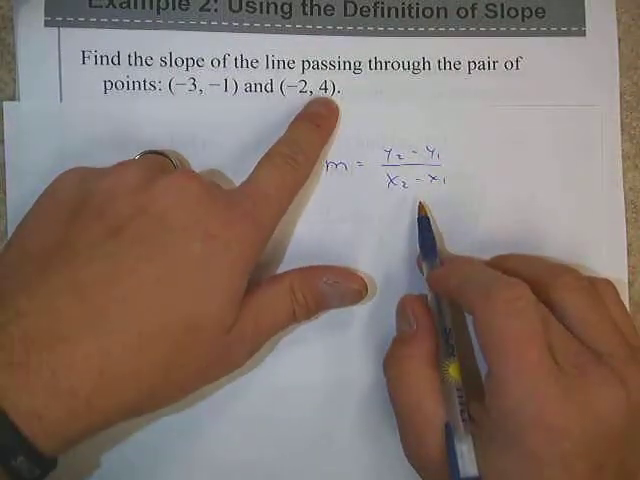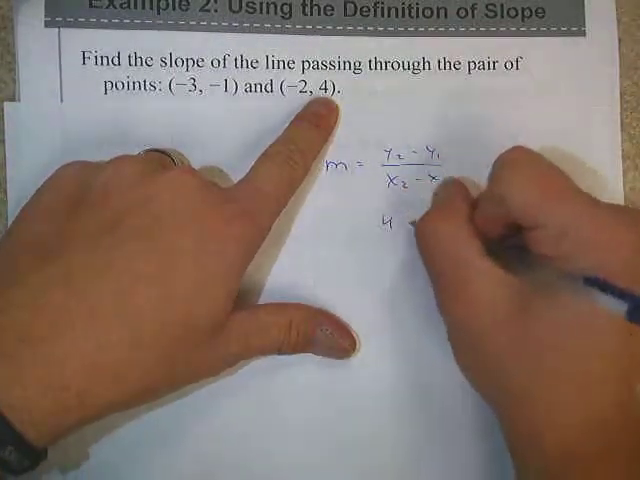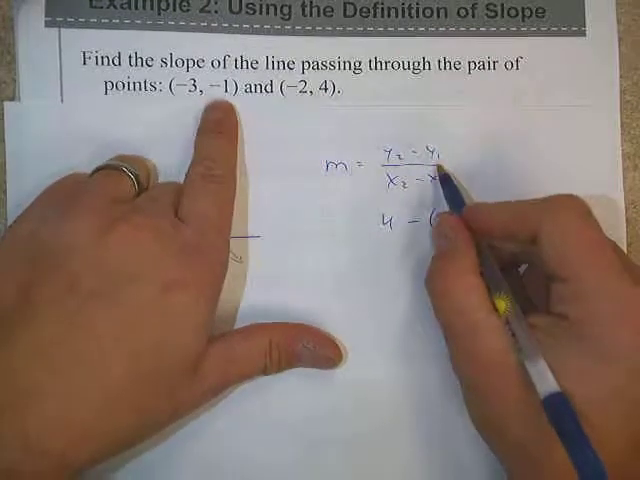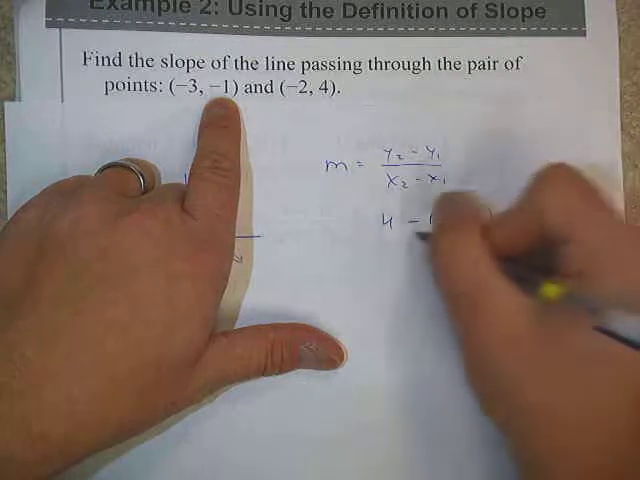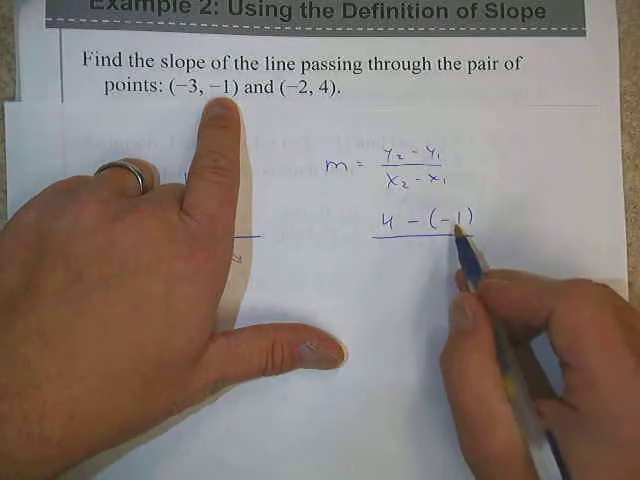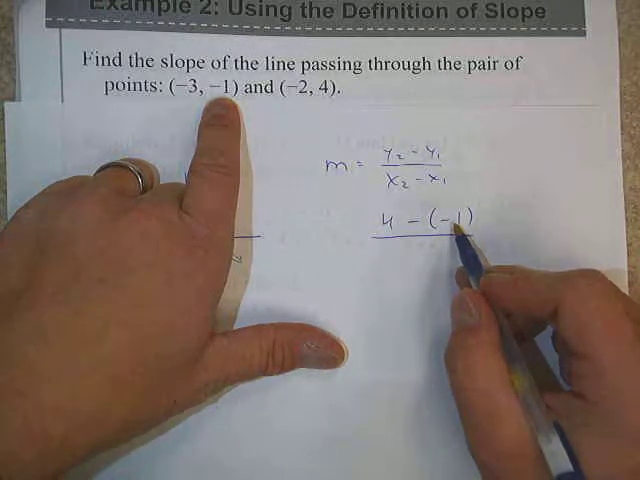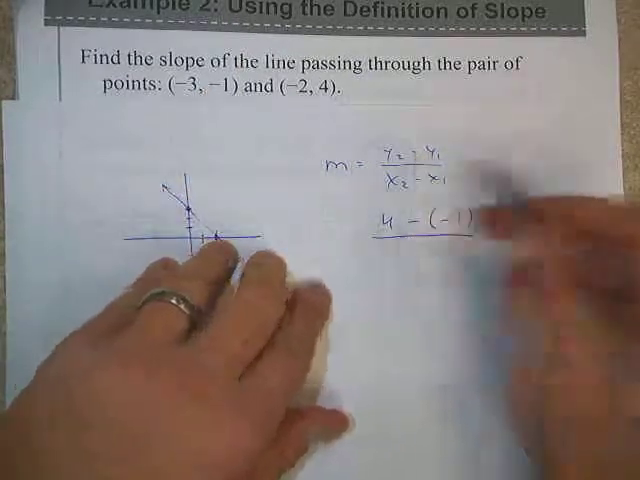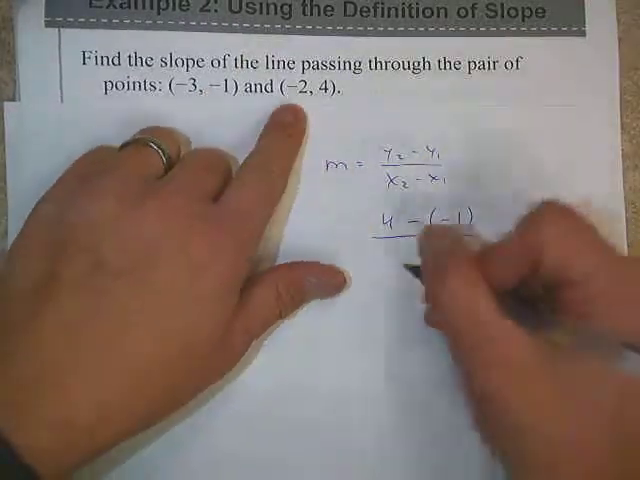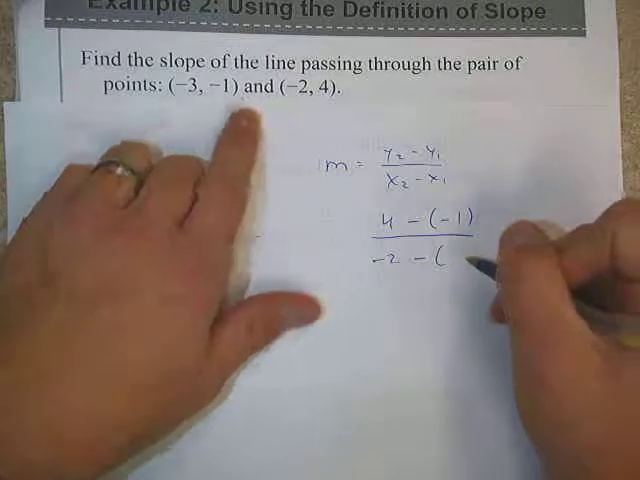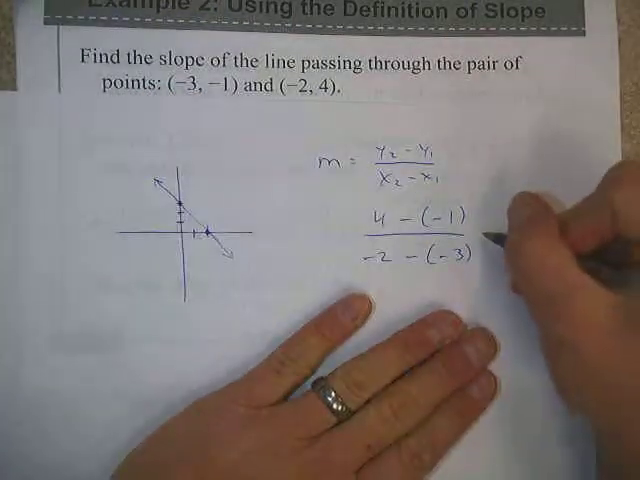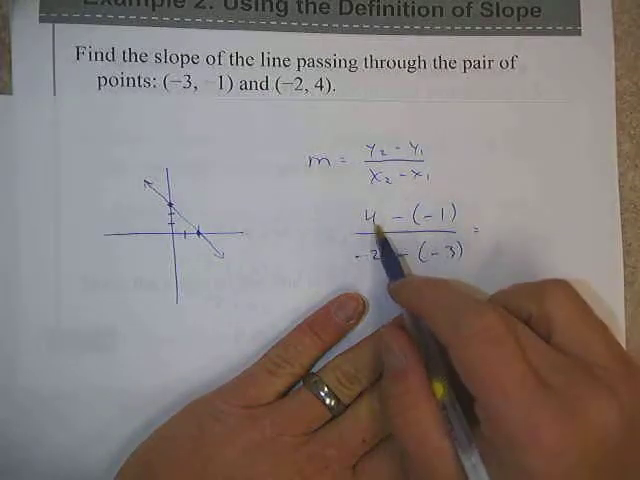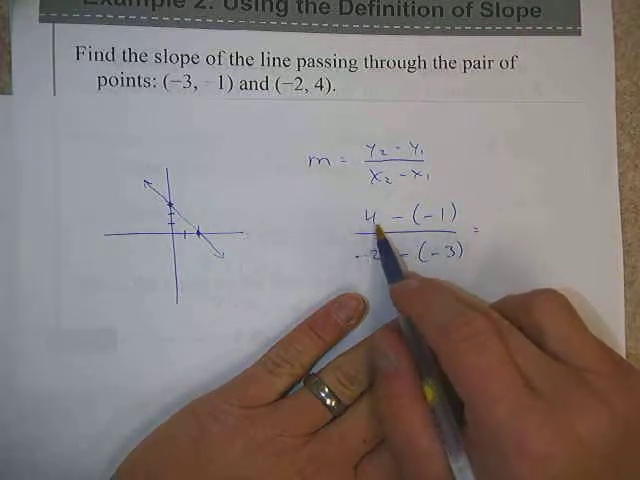If we do y2 minus y1 over x2 minus x1, our y2 in this case would be the 4, because that's the second y, minus y1, the first y, which would be -1. And notice when I put that in there, I put it in parentheses. Even if this was positive, I'd still use parentheses here to be careful. And again, make sure it's subtracting. And then my x2 would be -2, minus -3, which is my x1.